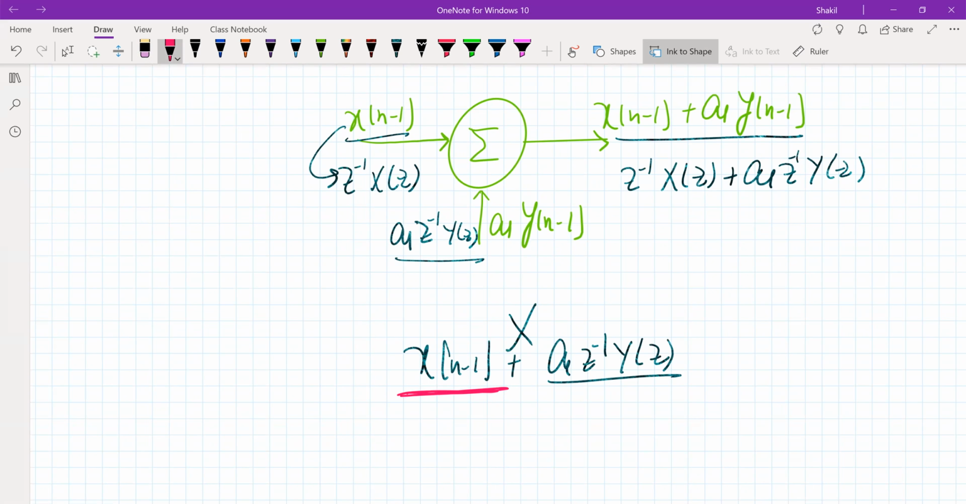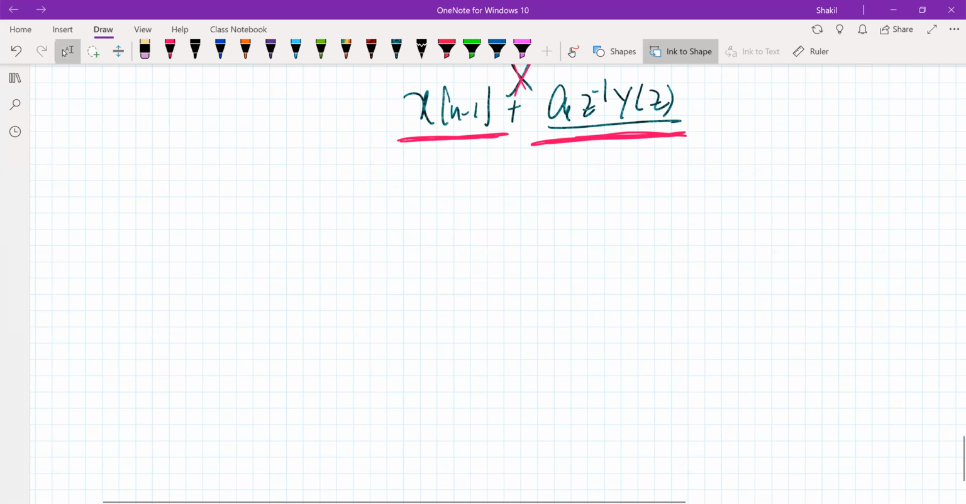Please remember that this is the description of the signal in frequency domain. This is the description of some signal in frequency domain. So you cannot add time domain description to the frequency domain description. I hope you have got the idea. So we cannot do that.